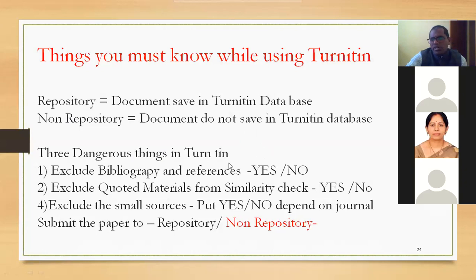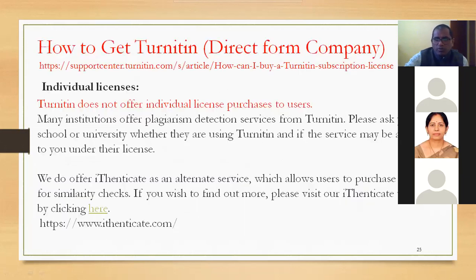And three important settings in Turnitin. Exclude the bibliography and references. Yes, high impact journals also may ask you to exclude references and bibliography. By this, you can reduce 20 to 30% of the plagiarism. And exclude the quoted materials from the similarity check. When you are taking a definition or any source, you put it in quotes so that you can reduce it. So you can put yes for this also. Exclude the small sources, less than 1%, that depends upon the journal requirement. And submit the paper to non-repository, not a repository. So this is what I can say.